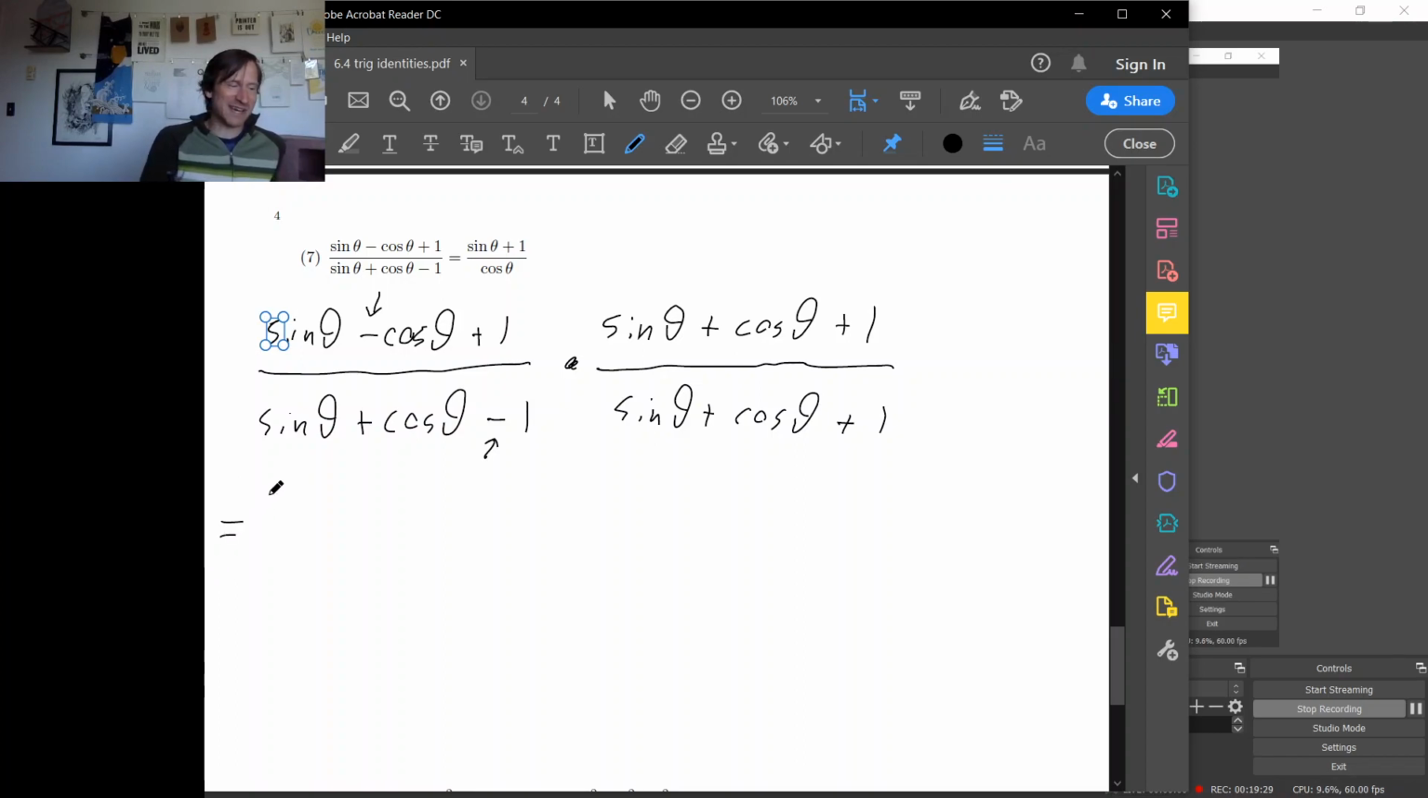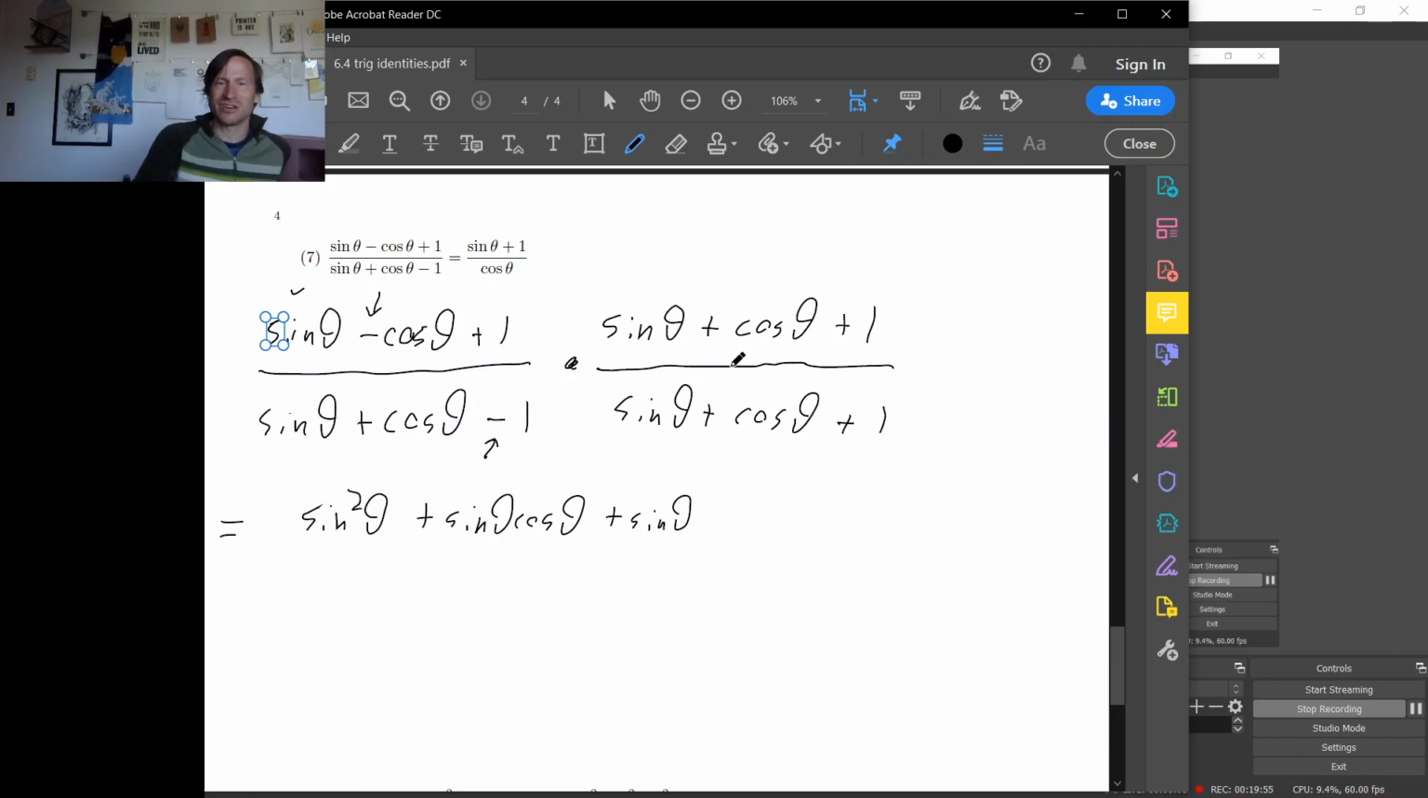Unfortunately, multiplying by this makes a real mess. We have to just multiply all of this stuff out. So sine times sine is sine squared. Sine times cosine is sine theta cosine theta. Okay, sine times 1 is sine. Okay, that's it for this first piece.